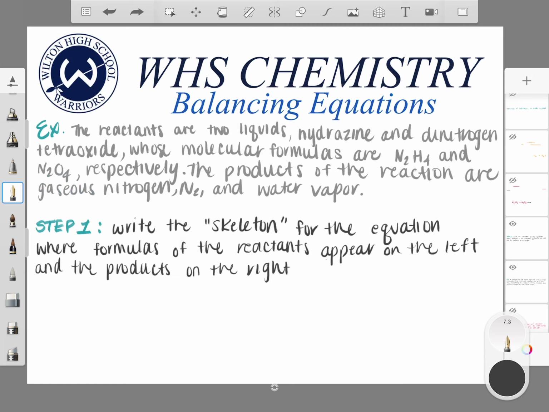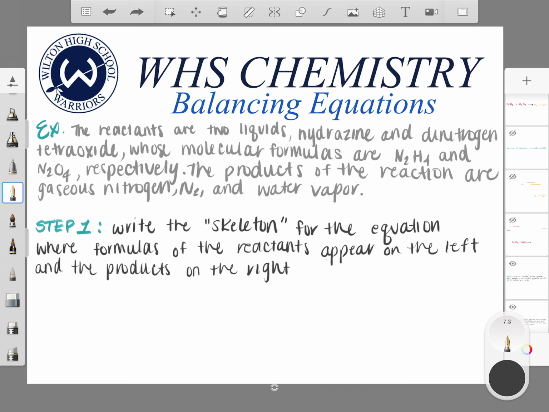And this first step is to write a skeleton of the equation where the formulas of the reactants are on the left and the products are on the right. With this, we use subscripts to neutralize and to create our compounds for our reactants and our products.